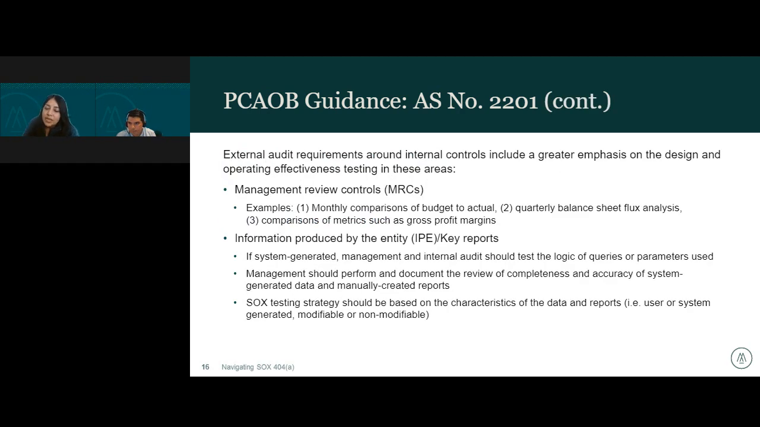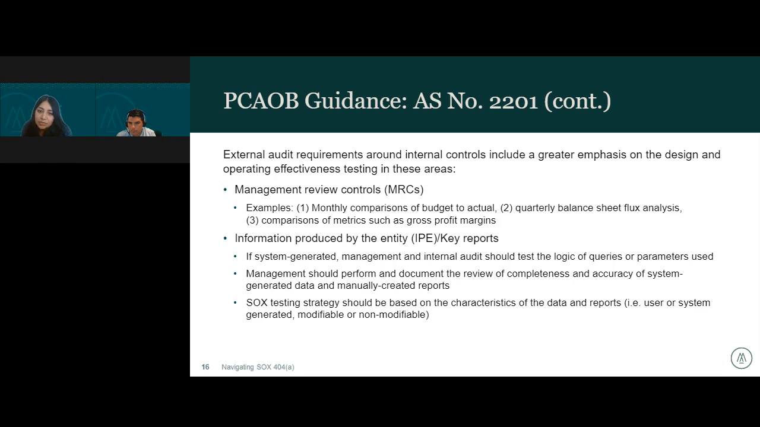Parts of AS 2201, so these were previously known as AS 11 and AS 15, and I believe in 2017 it was all combined into AS 2201. But essentially the PCAOB came out with guidance based on their findings, stating that there needs to be a greater emphasis around management review controls and information produced by the entity, so IPE or key reports.